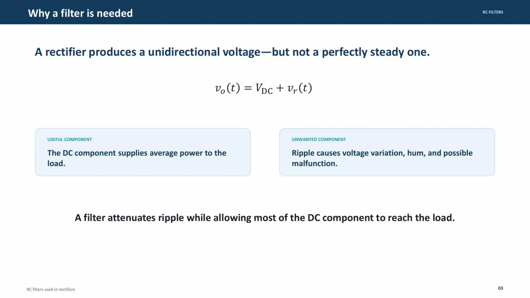The DC component is the useful average value delivered to the load. Superimposed on it is a periodic AC component called ripple. Ripple produces unwanted output variation and may appear as hum or interference in sensitive circuits. We therefore describe the instantaneous output as the DC value plus a time-varying ripple component. The job of the filter is to reduce that ripple while retaining as much useful DC voltage as practical.